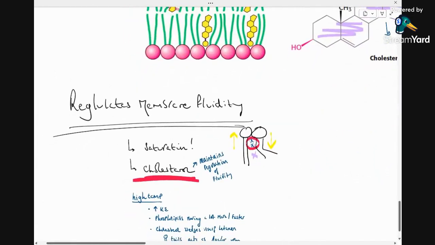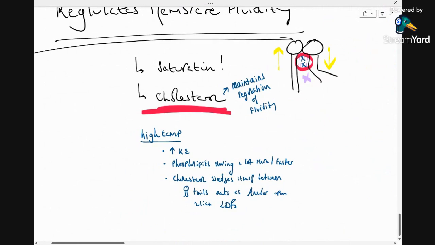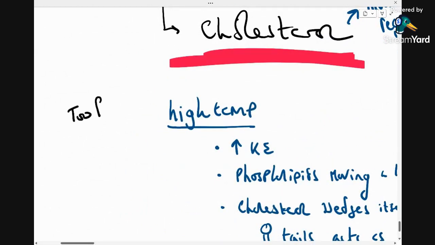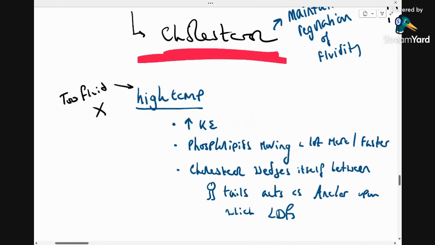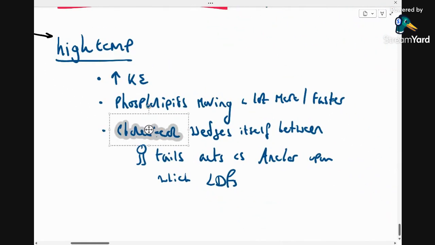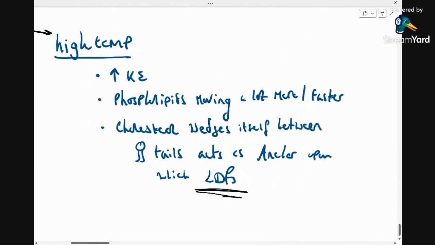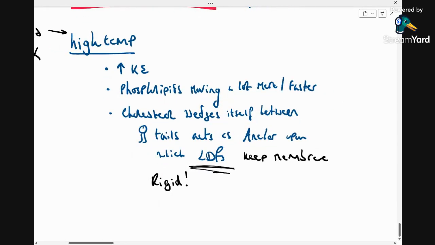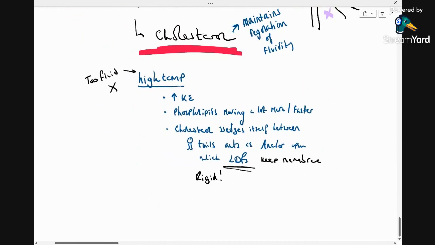So the problem is we're too fluid at high temperatures, just to be clear. We're too fluid, potentially, if the temperature's high enough. That is bad because we will break up the membrane. So cholesterol wedges itself between the phospholipid tails. It acts as an anchor for more London dispersion forces to essentially keep the membrane from being too fluid. Keep it a bit more rigid than it would be without. I hope that makes sense. It stops the membrane from becoming too fluid at high temperatures.